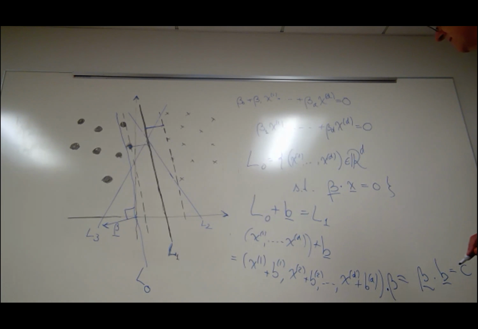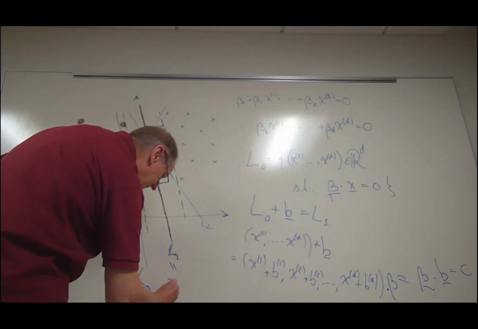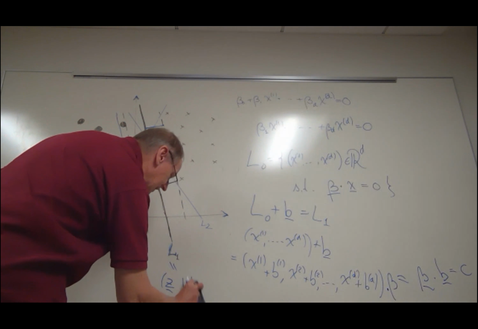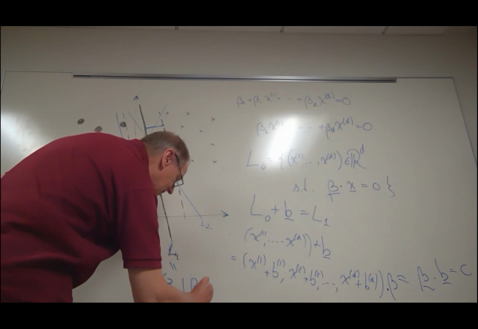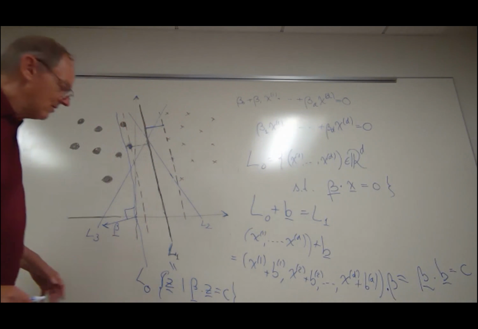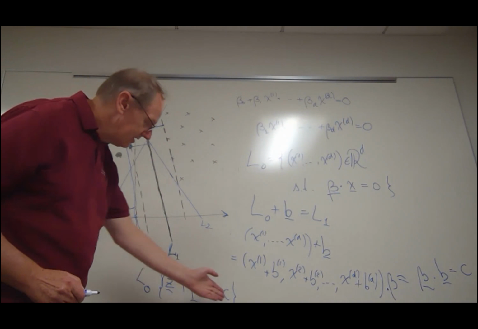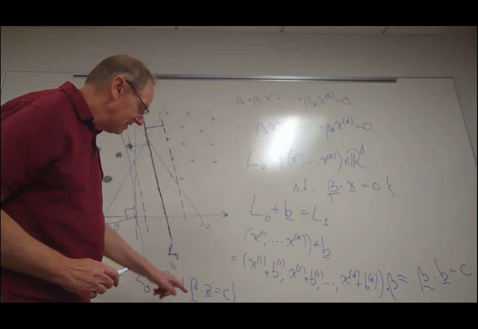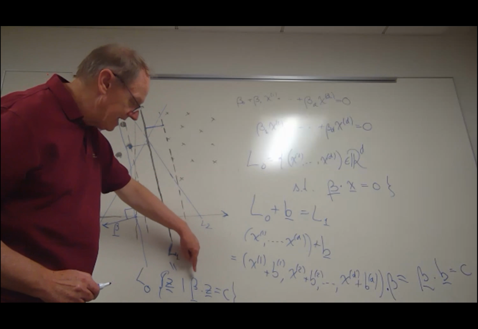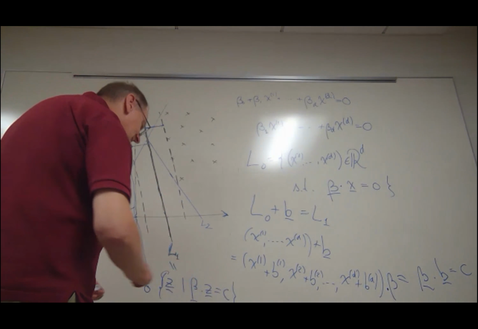So the line L1 here is just the set of points satisfying the condition that beta dot z is equal to this constant c here. So that's how I can describe a line. A line not necessarily going through the origin, or in this case an affine hyperplane, not necessarily going through the origin. I can describe this as all the points such that there's a fixed vector beta such that all the points here satisfy this equation, beta dot z is equal to some constant c that's part of the equation.